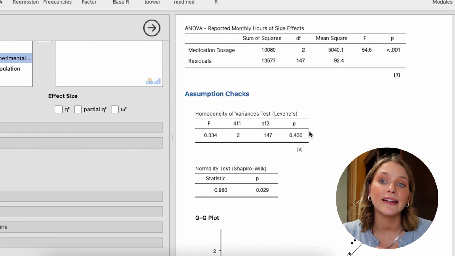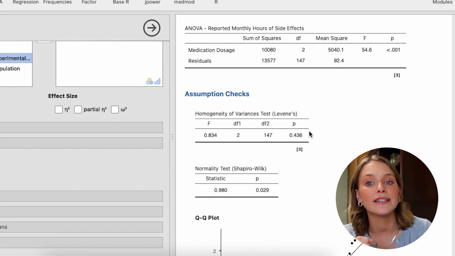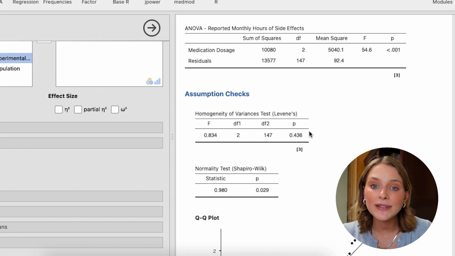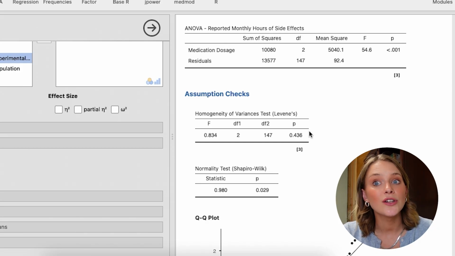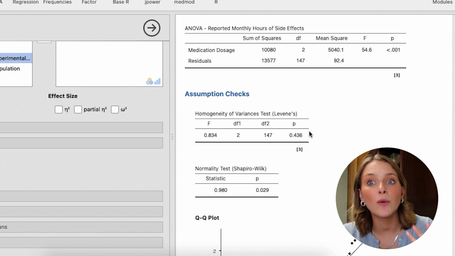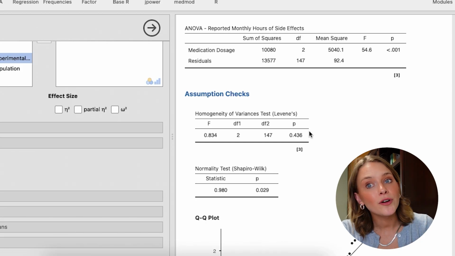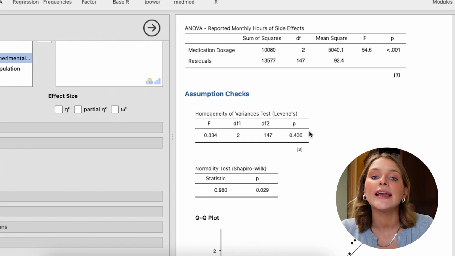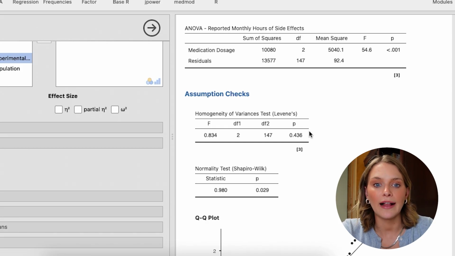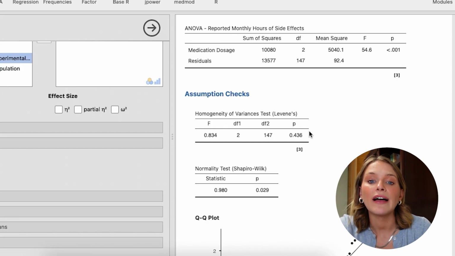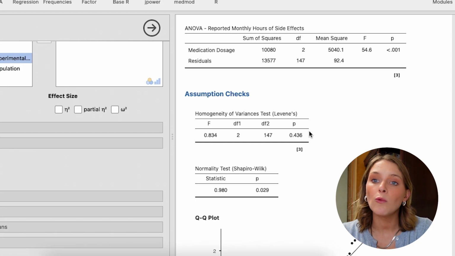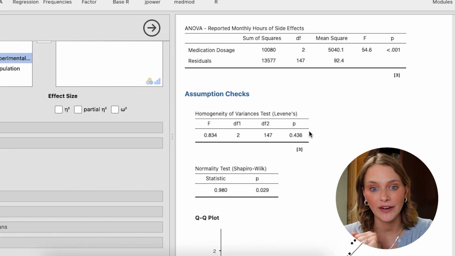So if we were to find a statistically significant p-value for the test of homogeneity of variance, that would tell us that the variances of the different groups are indeed not similar, which is not a good thing. We want them to be similar. So if the p-value is greater than 0.05, the assumption is met. If the p-value is less than 0.05, then we might need to make some adjustments in our analysis. So in this case, our p-value is 0.436, well above 0.05, so we're good to go. We have met the assumption of homogeneity of variance.